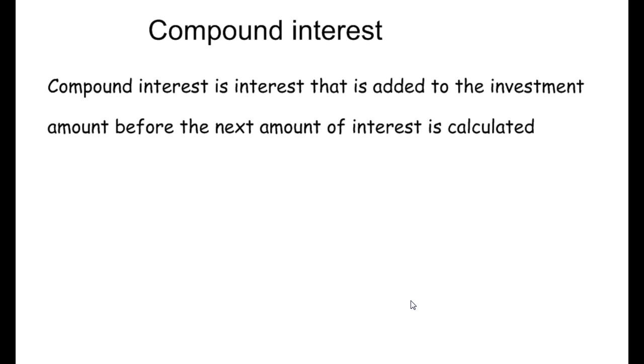Now, compound interest is the interest that is added to an investment amount before the next amount of interest is calculated. So in simple interest, the same amount of money is added every year. But with compound interest, the principal amount changes every year. Let's have a look at an example of how that works.